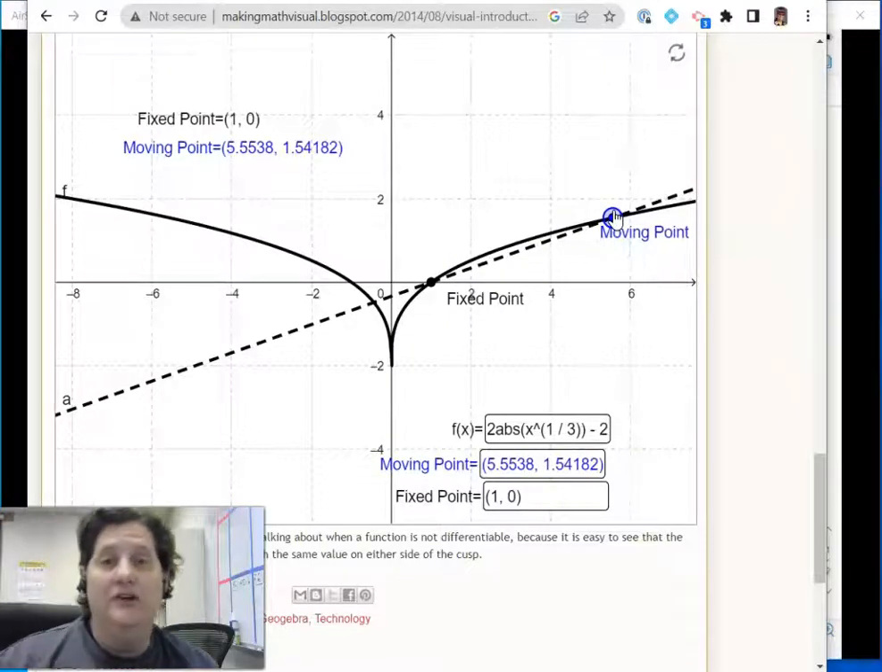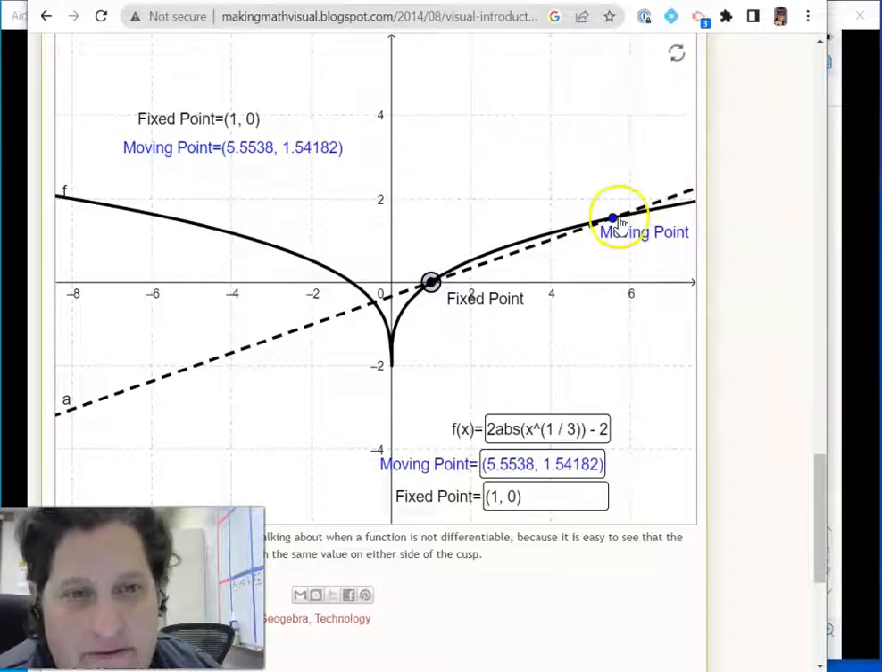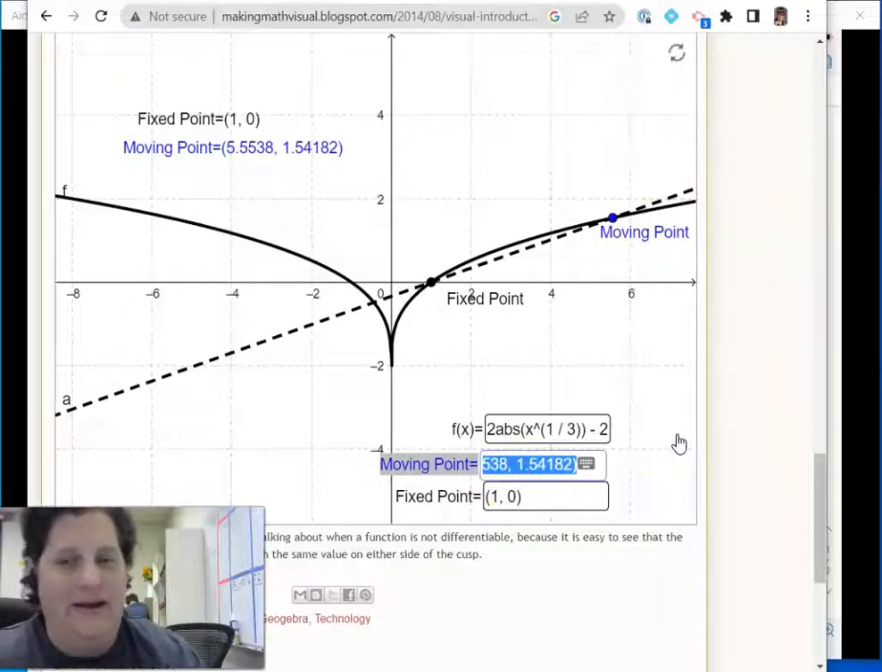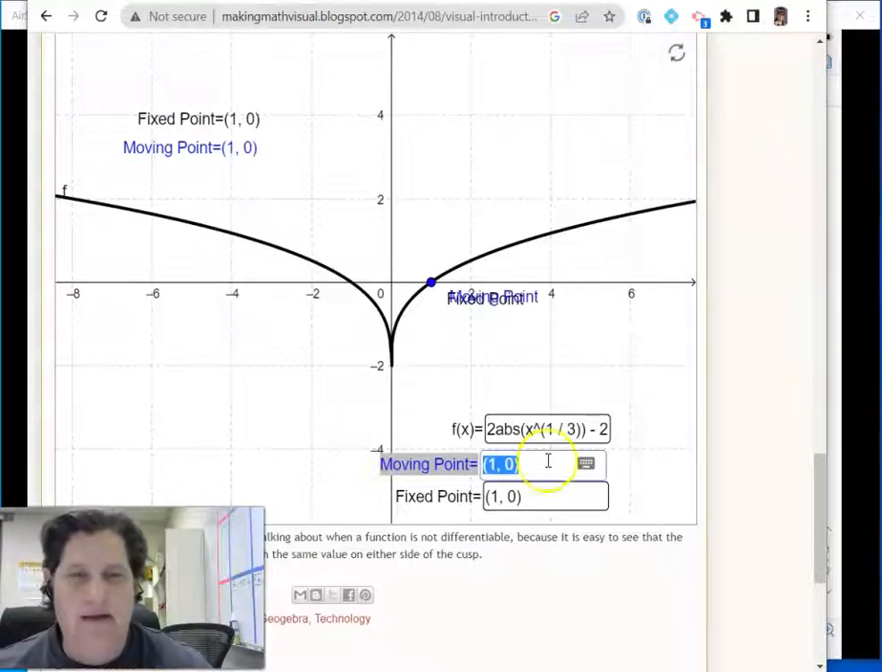Now, what we're going to try to do is get an exact slope at that fixed point. So if we were to take that moving point and put it exactly on top of the fixed point, okay? The problem is my line disappeared because it can't calculate a slope when it's the same point. You know what I mean?